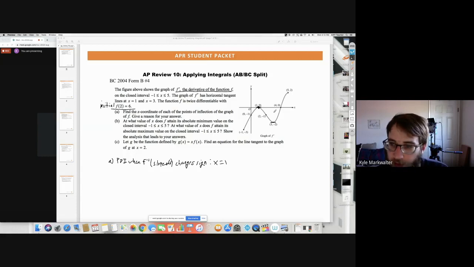And then our other one, hey, look, our f prime slope is negative, then our f prime slope is positive. So that means the second derivative is negative, then the second derivative is positive. F prime goes from decreasing to increasing. There's another point of inflection at x equals 3. Very good.